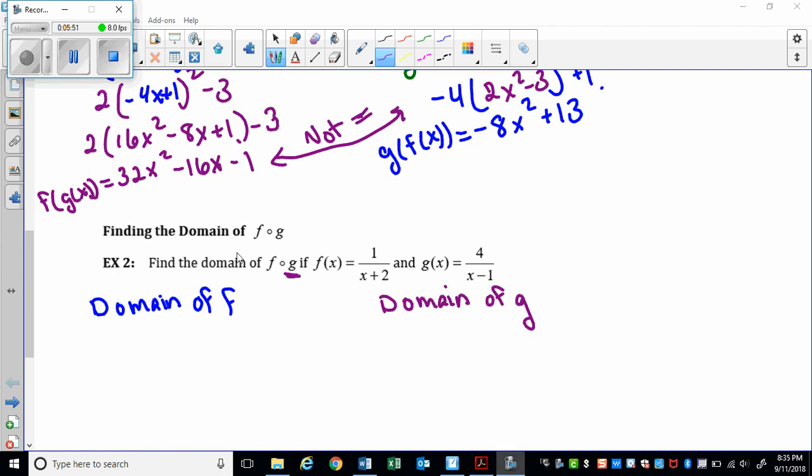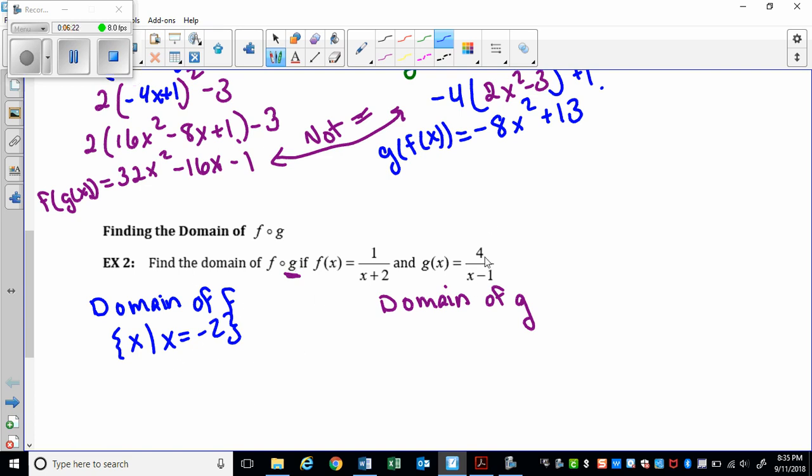But first, we need to look at the domain of each of these individually. So the domain of f is all of x except for when x equals -2, because -2 plus 2 is 0, and we cannot have a 0 in the denominator. So when x equals -2, we'll have an issue. There's no other issues here.